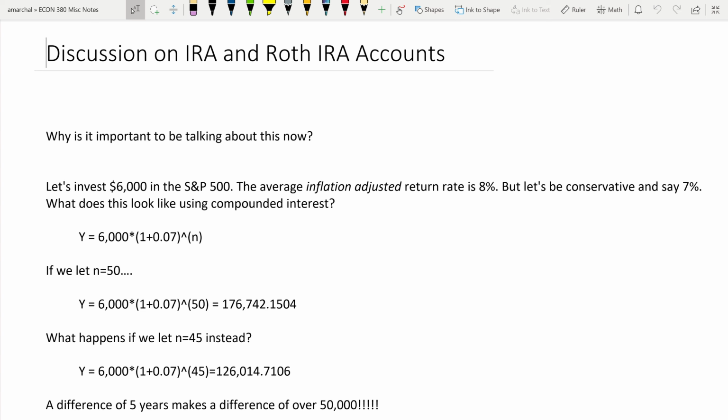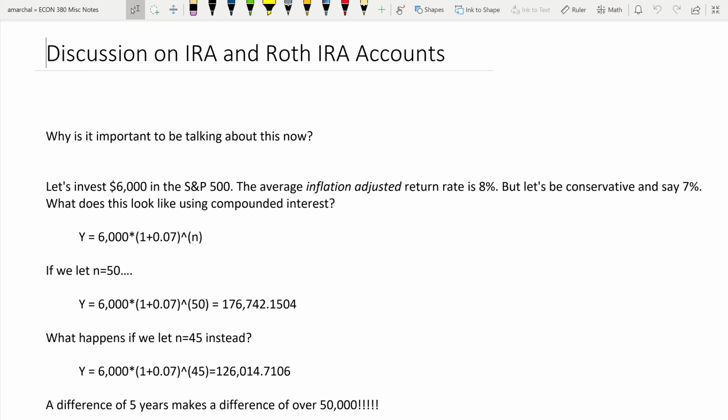Hey everyone, in this video today we're going to be talking about IRA and Roth IRA accounts. And so we're going to start this off using what we now know about compounding interest to preface why it's important to have this discussion right now. So let's just say that we're going to take $6,000 of the money that we've earned and we're going to put it into the S&P 500.